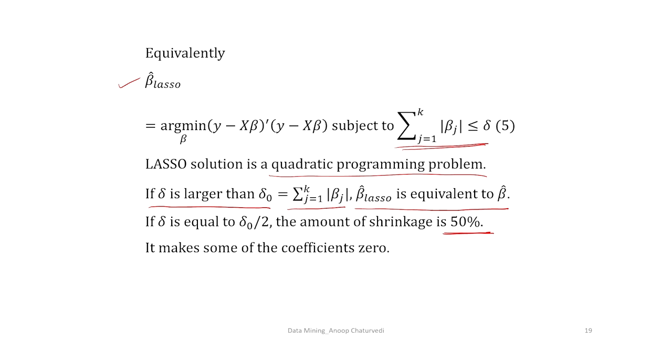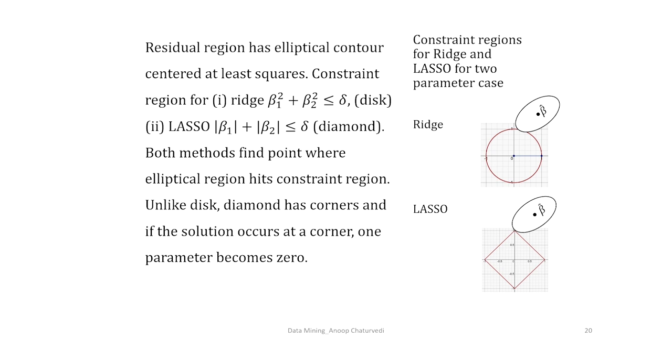And lasso also has the ability to make some of the coefficients equal to 0. Now, let us see how it does that. In the least square procedure, the residual region has elliptical contour (y minus x beta) transpose (y minus x beta). For the constraint region, suppose we take k equal to 2, just 2 variables case. Then for the ridge estimator, the constraint region is beta 1 square plus beta 2 square less than or equal to delta. So, this is a disk. You have this elliptical contour and this disk.